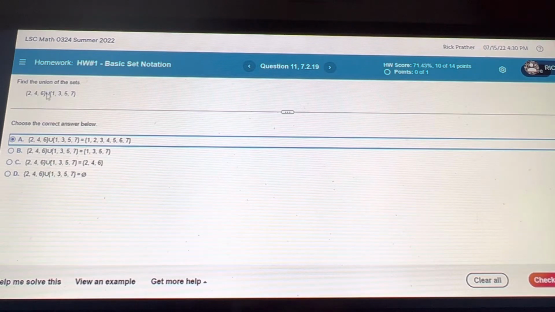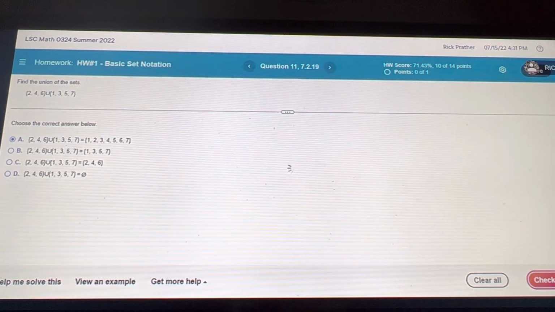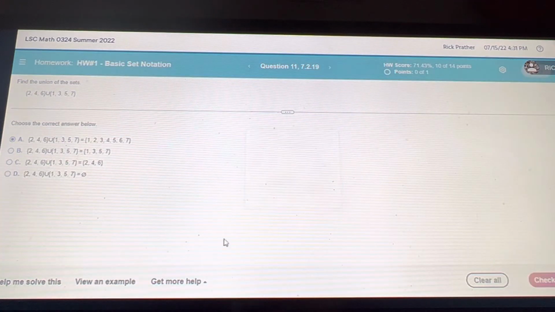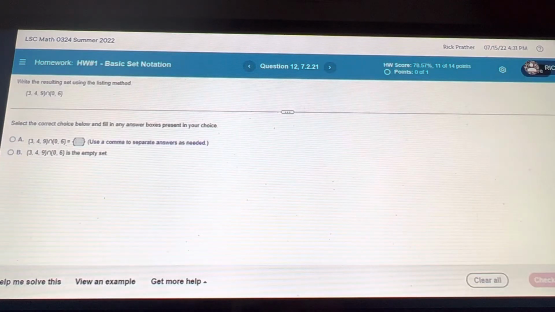If I was doing an intersection, upside down U, I would say, what do they both have in common? They don't have any numbers in common. So then the answer would have been empty set, and the symbol for that is a circle with a line through it. So the union answer and the intersection answer are usually different. In fact, usually the intersection answer is smaller in size, where the union is often bigger. And if they have nothing in common, then it's the empty set.